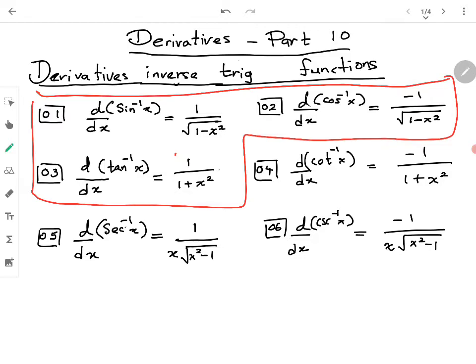Okay, and this is just a notation. In some books, sine inverse is written as arc sine, and similarly tan inverse is arc tangent. So this is the same thing as sine inverse and tan inverse. If you see arc sine, that means sine inverse. If you see arc tan, that is tan inverse. Similarly, arc cotangent means cotangent inverse.